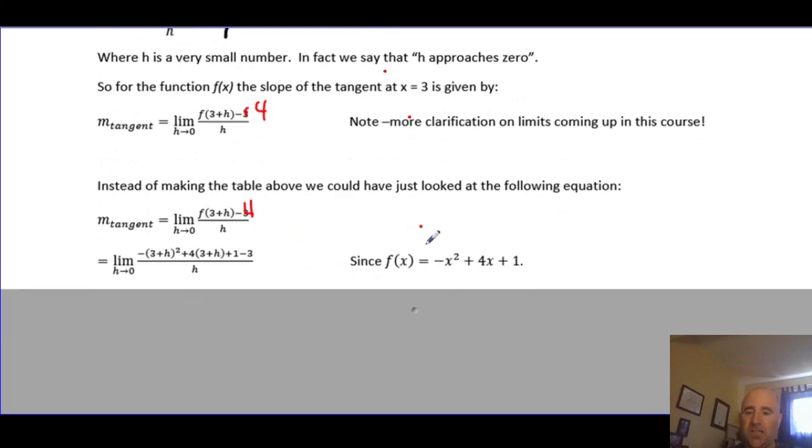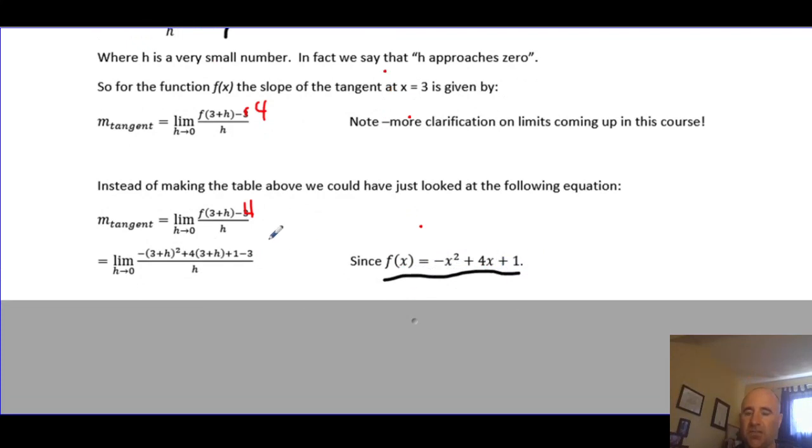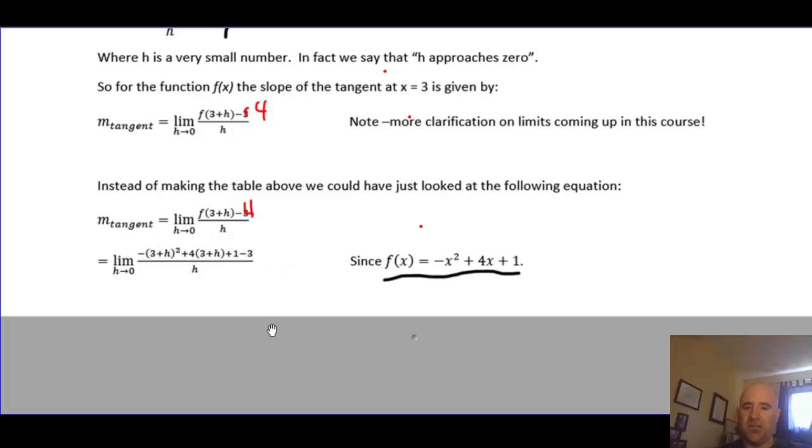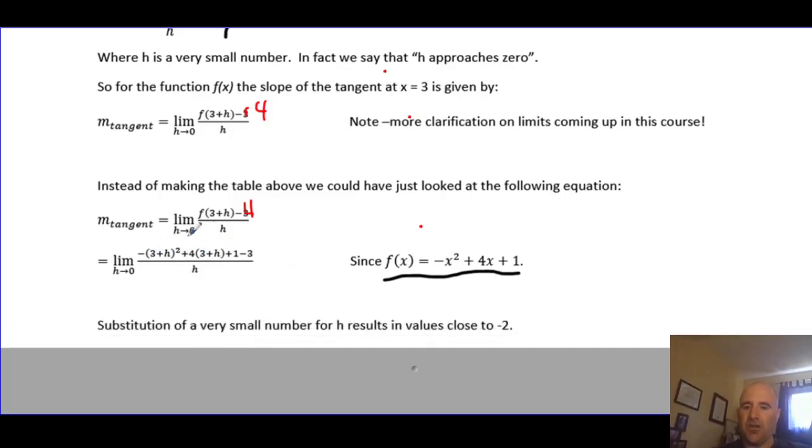And now if I take f of x equal to negative x squared plus 4x plus 1, that's our equation. So f of 3 plus h, if I replace x with 3 plus h, I get this mess right here. This is kind of ugly looking, and we're going to deal with that kind of stuff a little bit. What I could have done instead of making the table is just figured out, well, what does this do?